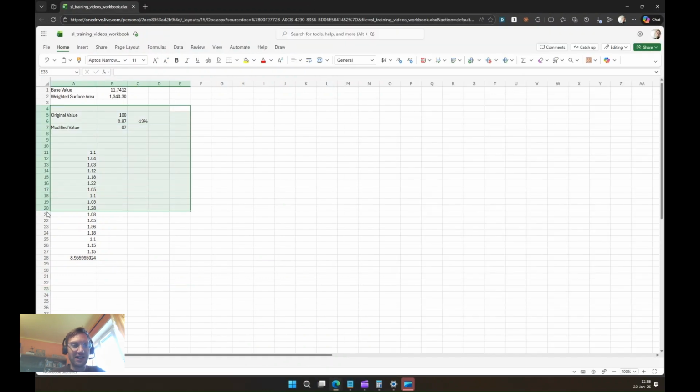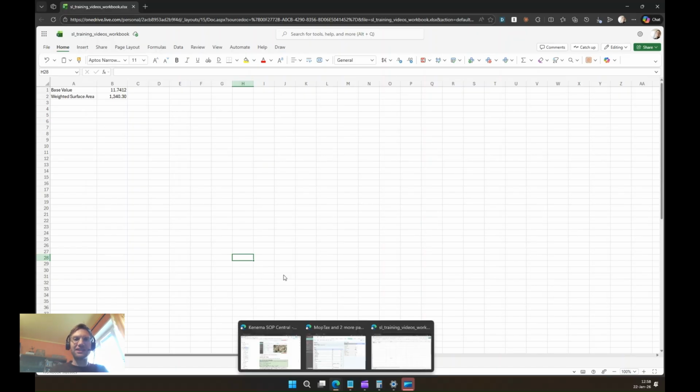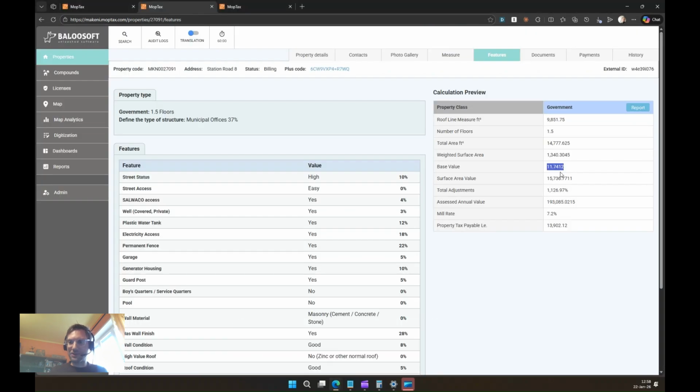I'm using online Excel, and the reason I'm doing that is because anyone can use online Excel for free, even if you don't have a Microsoft Office license or you have an old license. If you just go to Google and search for Microsoft Excel online, you can use it for free, and I'm demonstrating that now. So here we have a base value, which is 11.7412. I took that from here.